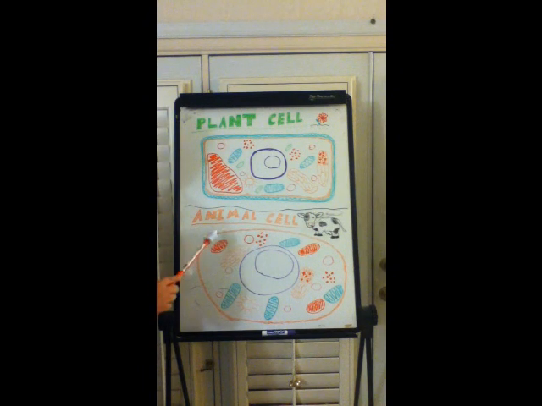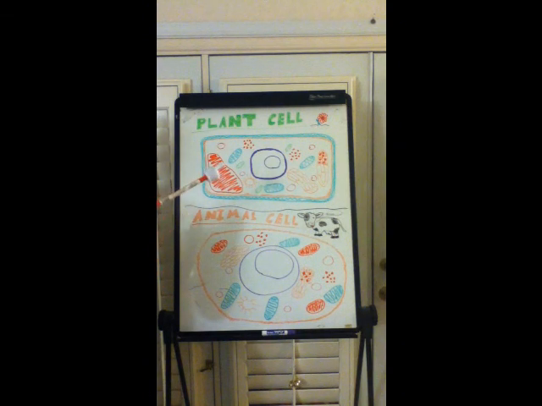And as you can see, within the animal cell, all it has is the cell membrane. So with this, for an animal cell, the cells can be more free-form and different shaped, but most of the times a plant cell is more rectangular and boxy.